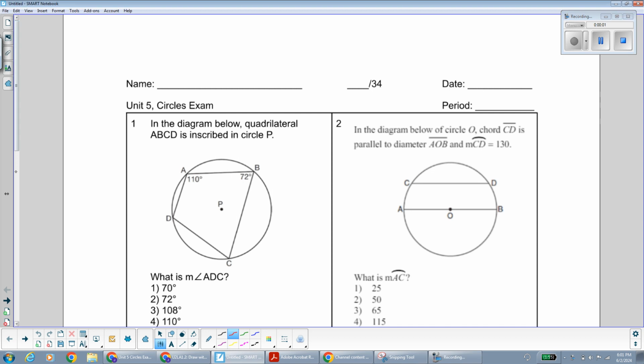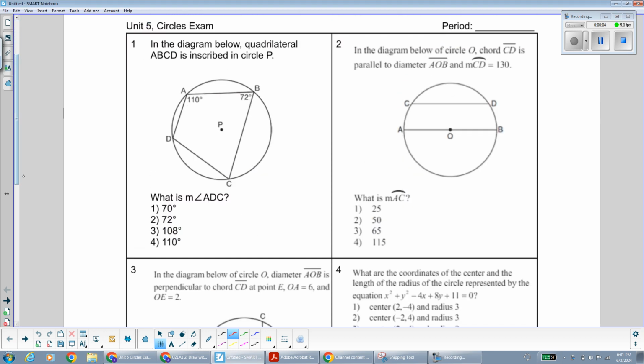In this video, we're going to go over circles test number 5. So in number 1, we have a cyclic quadrilateral, and that means it is a quadrilateral inscribed inside a circle. And in a cyclic quadrilateral, the opposite angles are supplementary. So that means this angle and this angle will be supplementary. So 110 plus whatever that other angle is equals 180 degrees.